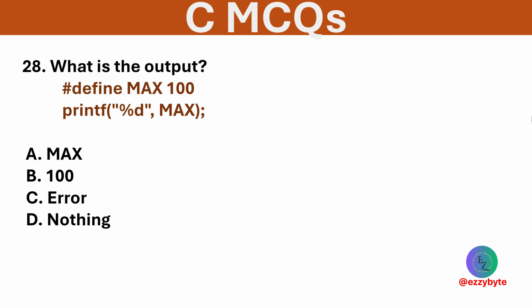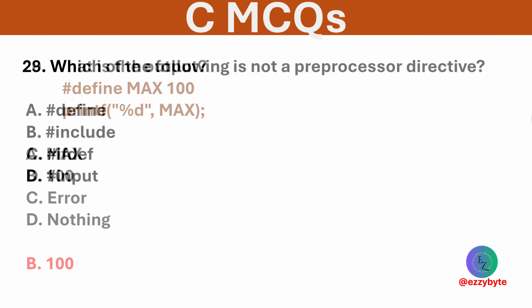What is the output of the following? Options are max, 100, error, and nothing. Option D is correct. The macro replaces max with 100.